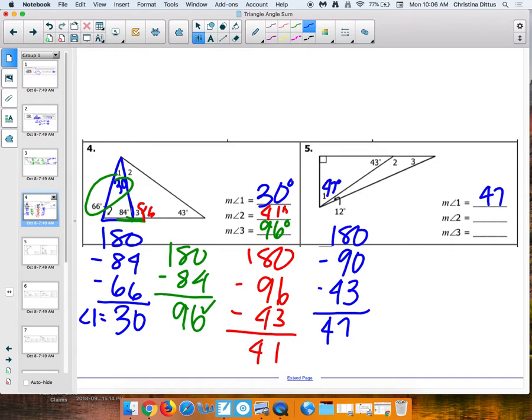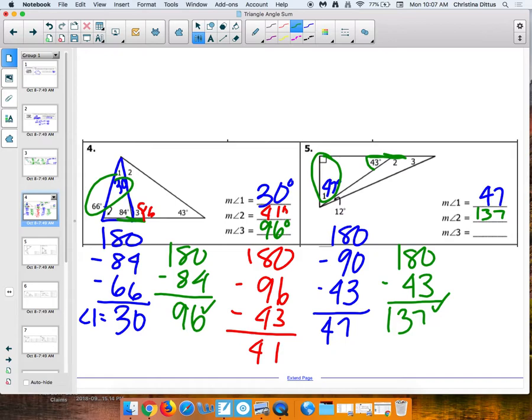Angle 1 is 47. How can I find angle 2? 180 minus 43. What else can I do? I got a line, right? Things that make a line add up to be 180. So if I take 180 minus 43, like if you take this line and subtract out this, I'm left with angle 2. What am I left with? 137, which should be the same as 90 and 47, which it is.